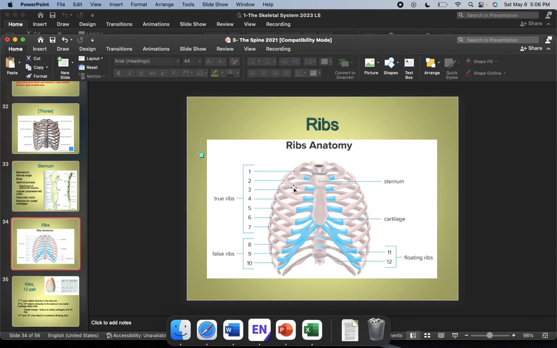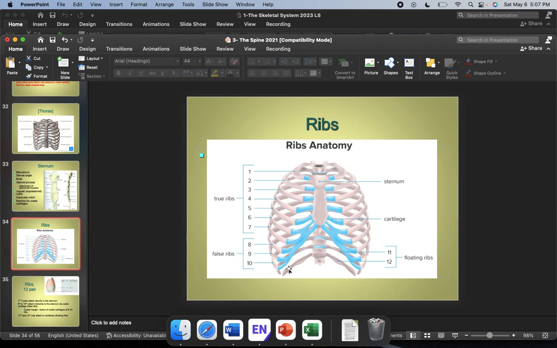So as we move into ribs, we are going to have 24 total ribs, 12 each side, or 12 pairs, however you would like to think of it, a pair being a left and a right at each thoracic level. We're going to have the 7 true ribs, 3 false ribs, ribs 8, 9, and 10, and 2 floating ribs, ribs 11 and 12. True ribs are so called because they directly articulate with the sternum.